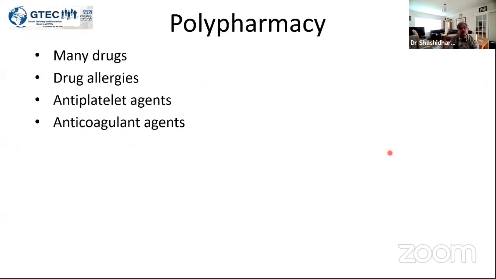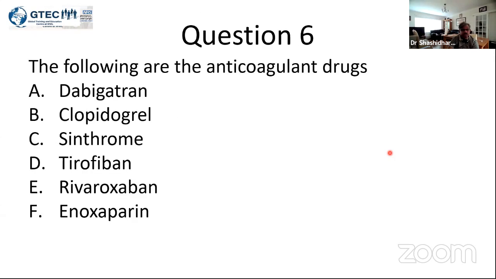Other important complex things: these patients are on many, many drugs, with drug allergies, antiplatelets, anticoagulants. I'm just going to spend a little bit of time on these. The next question: which of the following are anticoagulant drugs? Dabigatran, clopidogrel, Sintrom, tirofiban, rivaroxaban, and enoxaparin. You have more than one choice for this question. Sanesh, over to you.